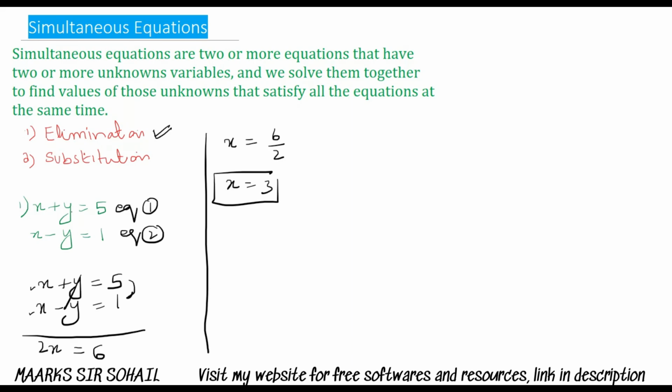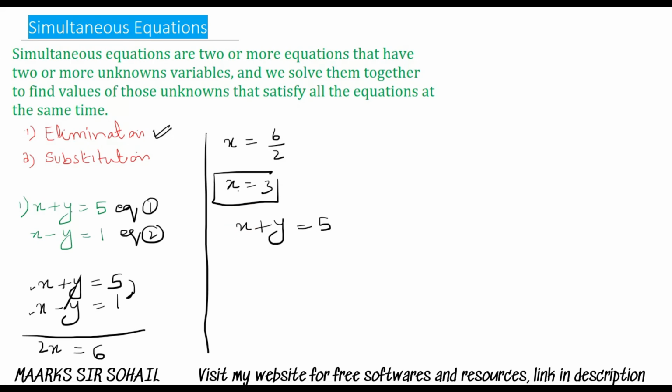As I have told you, simultaneous equations mean if we have two unknowns, we have to find the value of both. So now I have two equations. I can put this value of 3 in any equation, either 1 or 2, but I think the first is positive and it's easier. So I'm just rewriting the first equation, x plus y is equal to 5, and now I'll substitute the value of x here in place of x.